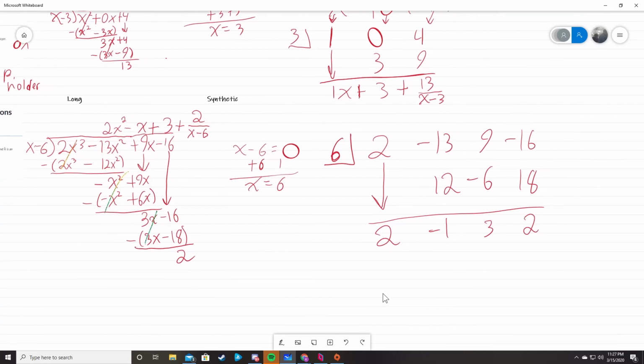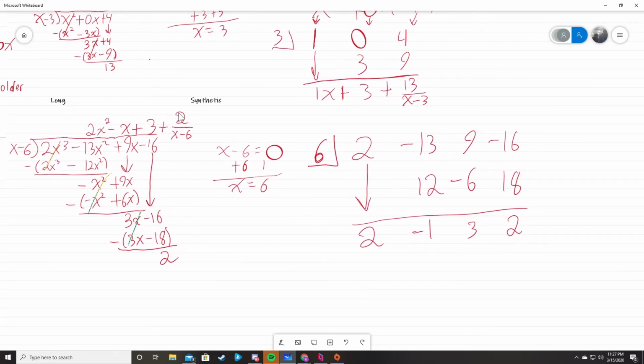So we get the same significant numbers that we had from before here. We got all the numbers that came up from our answer. It comes up right here: 2, negative 1, 3, 2. These are all the same numbers.